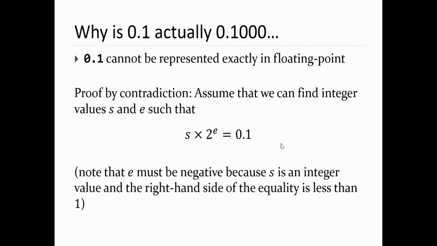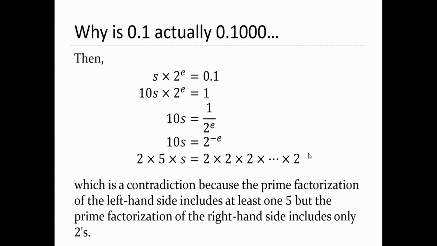Because that number is less than 1. Well, e can be negative. If e is negative, then it's 1 over 2 to some exponent, so in fact it can be less than 1. So we know right away that e must be negative. Keep that in mind. Now, how do I find s and e? Well, s times 2 to the e equals 0.1. I want to get rid of the decimal place, so I multiply both sides by 10. 10 times s times 2 to the e is equal to 1.